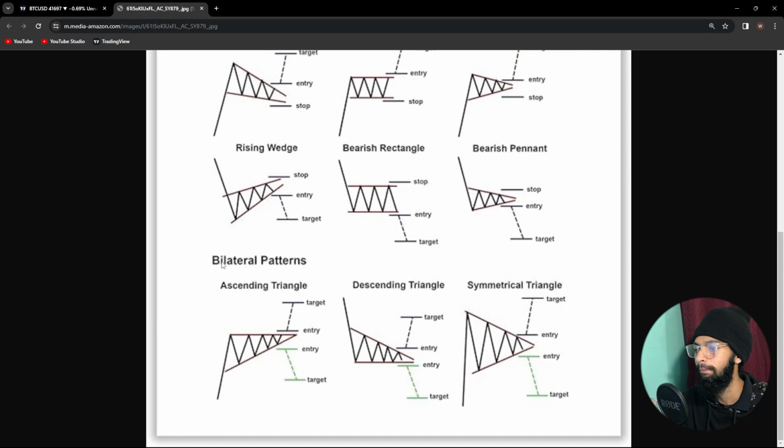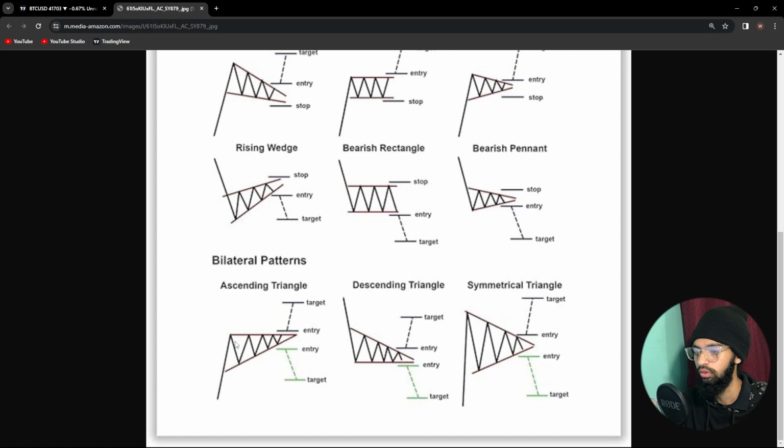So now let's look at bilateral patterns. What this means is that it's undecided where the market will go, so it can go both ways, so you have to be very careful while trading this. So the first bilateral pattern is called an ascending triangle. So let's take a look.